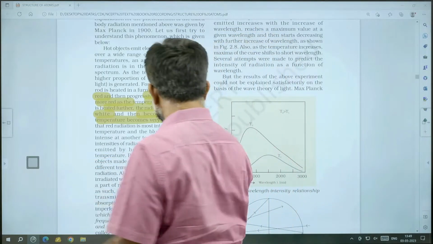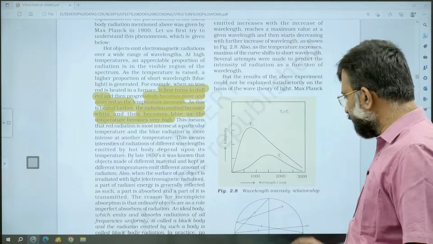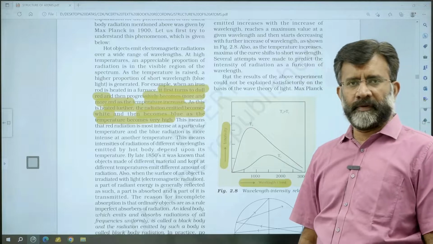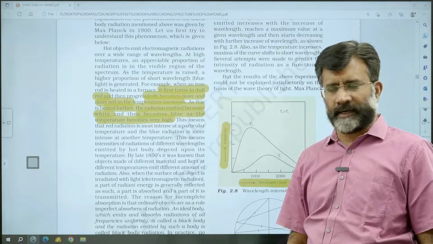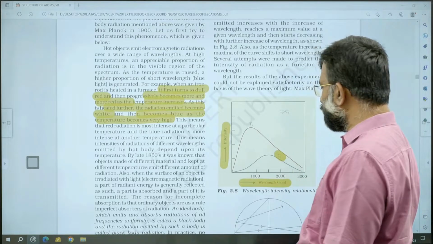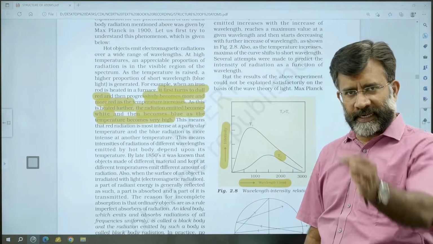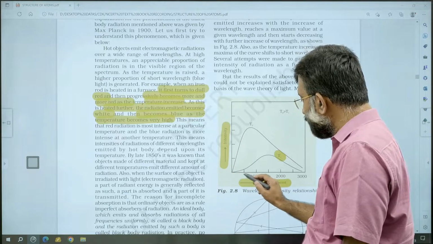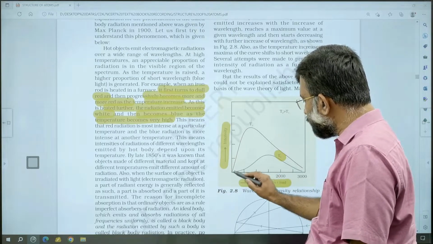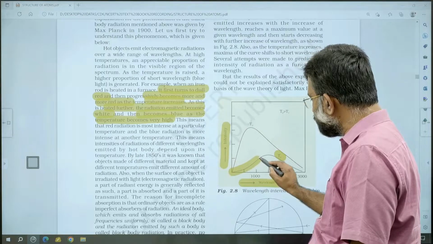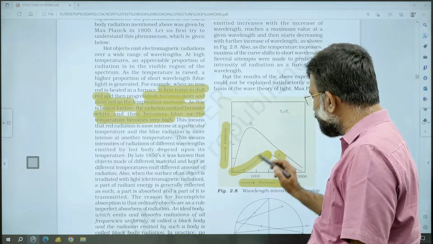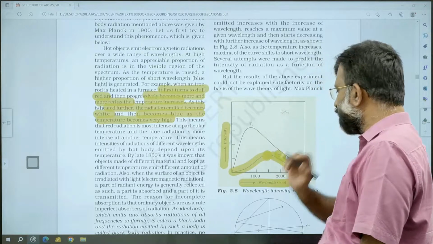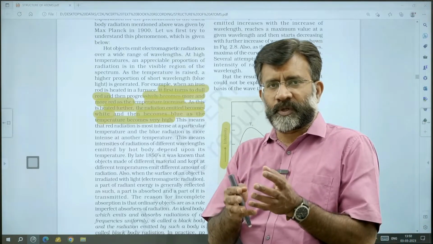You need to go through this graphical diagram, which explains the wavelength versus intensity of light emitted. You can see at a particular temperature T1, what is the observation? This is an experimental observation. As the wavelength increases, the intensity also increases and comes to a maximum point. And then the intensity decreases with the further increase of wavelength. This is the observation.